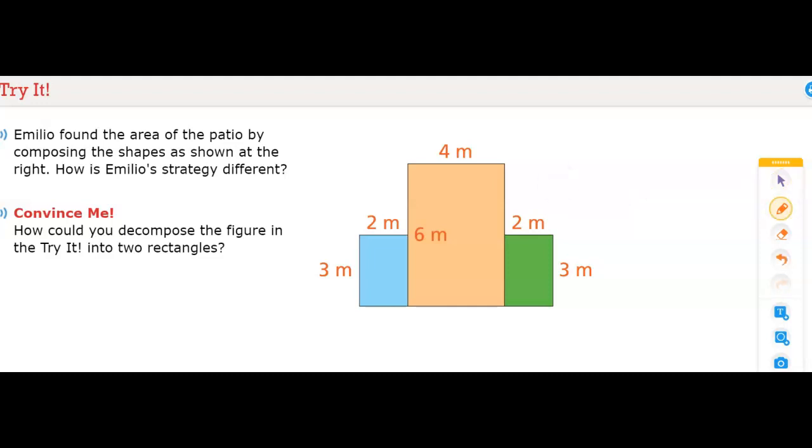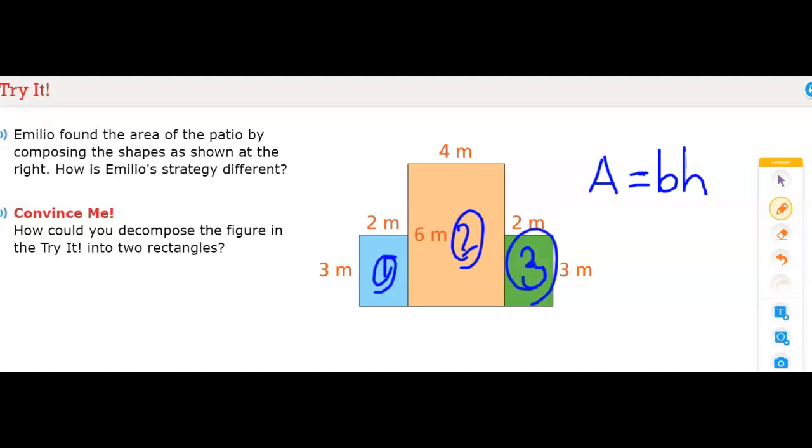So we know that area is equal to base times height. So we will use this formula for each of the rectangles. So this will be rectangle 1, rectangle 2, and rectangle 3. So we have 3 times 2, because base times height, that's our base, that's our height. 3 times 2 is 6. Then we have 4 times 6 is 24. And then we have 2 times 3 is 6.